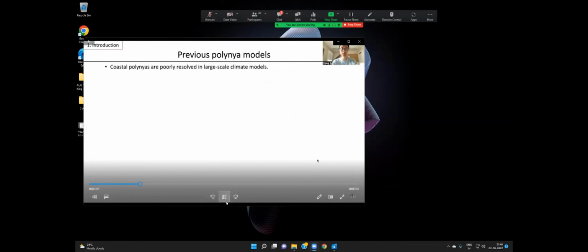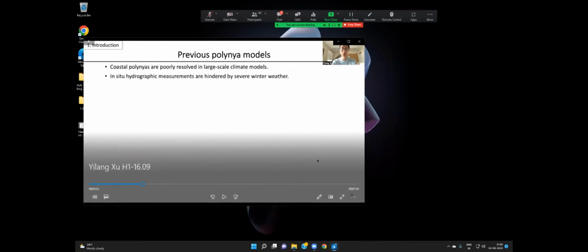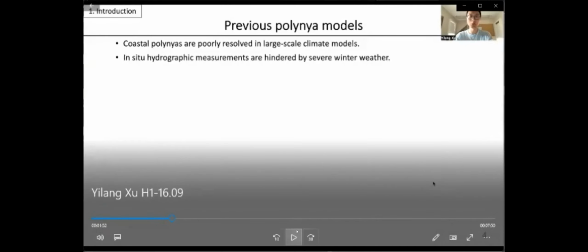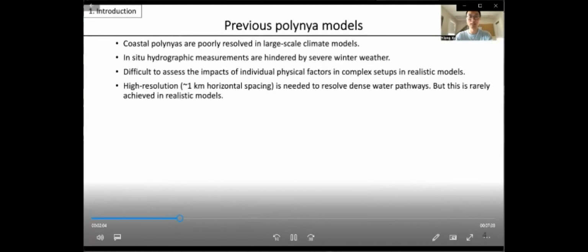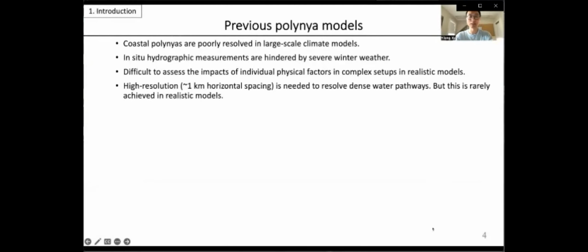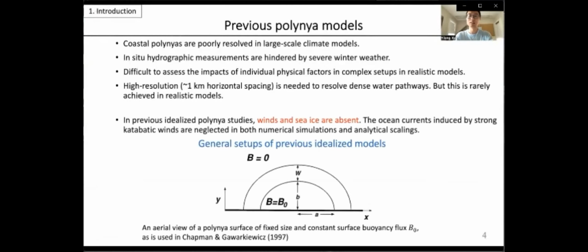Polynyas have always been of interest in Antarctic research, but there are some gaps in polynya studies. For example, coastal polynyas are poorly resolved in large-scale climate models, and in-situ measurements are hindered by severe winter weather. Also, for realistic numerical simulations, it's difficult to assess the impacts of individual physical factors in complex setups with high uncertainties. Moreover, high resolution is needed to resolve dense water pathways, but this is rarely achieved in realistic models.